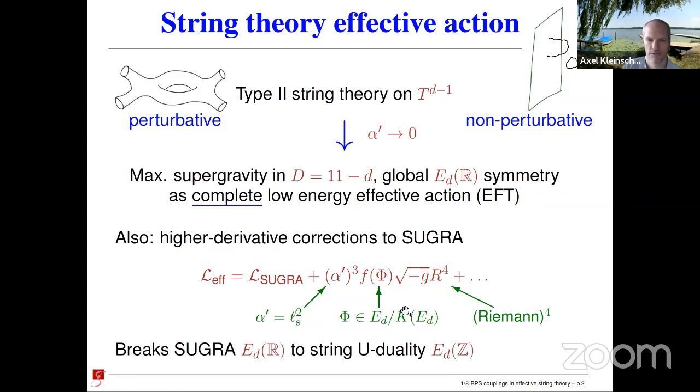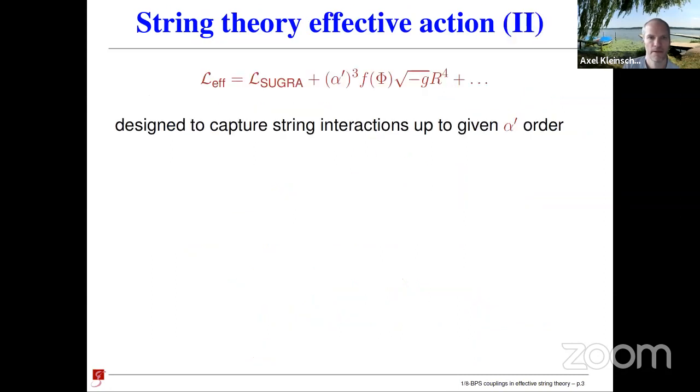One thing you notice immediately is that once you turn on these higher derivative couplings, the continuous symmetry that you had in supergravity is broken to a discrete symmetry at most, namely the stringy U-duality, which is E_d over the integers and not over the real numbers.